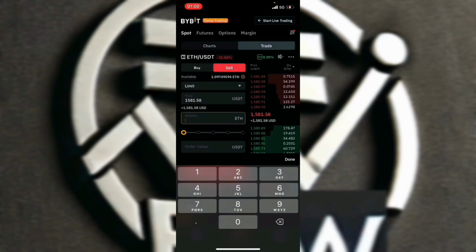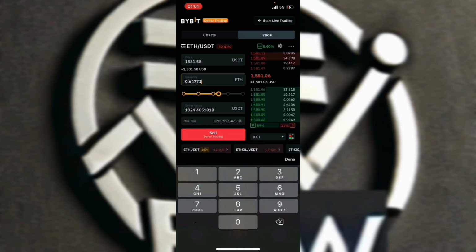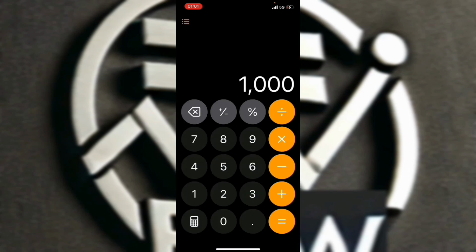So I'm on the sell side. Over here now, we'll be selling a total quantity of 0.64771 ETH, and we'll be getting a total cashback of $1,024.4 US. So now I've sold it, and let's calculate our profits.